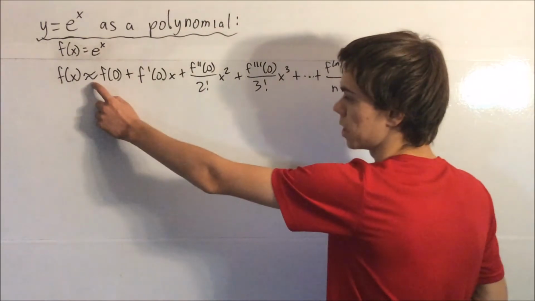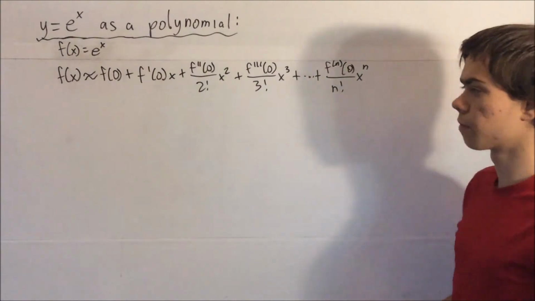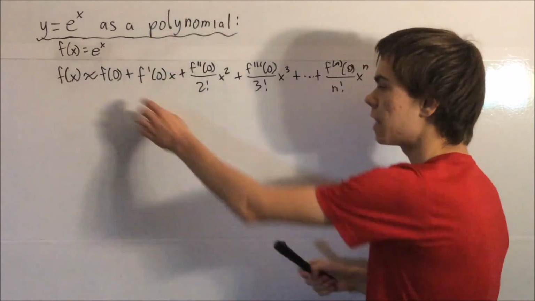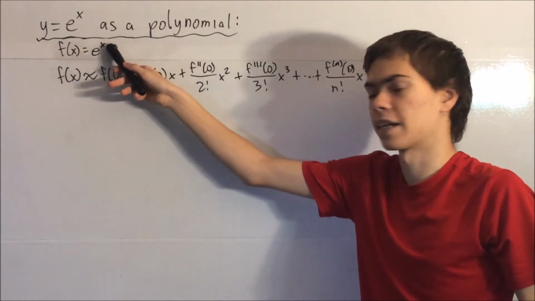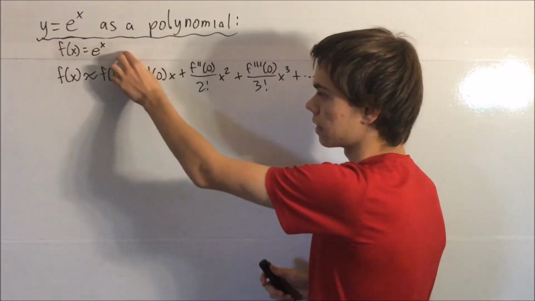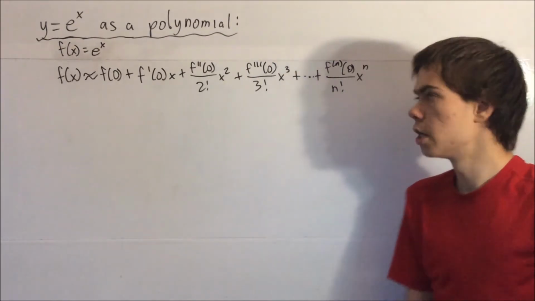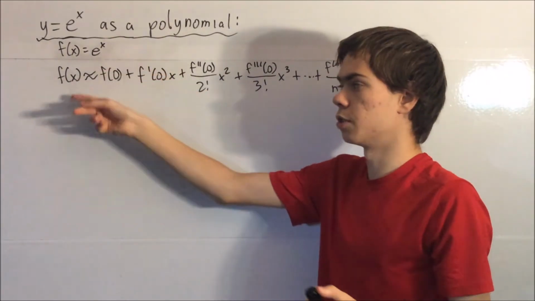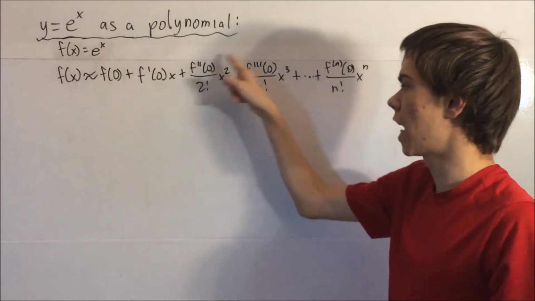And remember, the reason why it's an approximation is because we're not using an infinite number of derivatives. We're only using up to n derivatives. Now there's something really special about this. It's the fact that we're using e to the x. When we keep taking the derivative of e to the x, we keep getting e to the x, because the derivative of e to the x is just itself. And as a result, f of x is going to equal f prime of x, which equals f double prime of x, which equals f triple prime of x, which equals the nth derivative of f. So all derivatives of e to the x are equal to e to the x, which is equal to f of x. So all of these values have to be equal to each other.